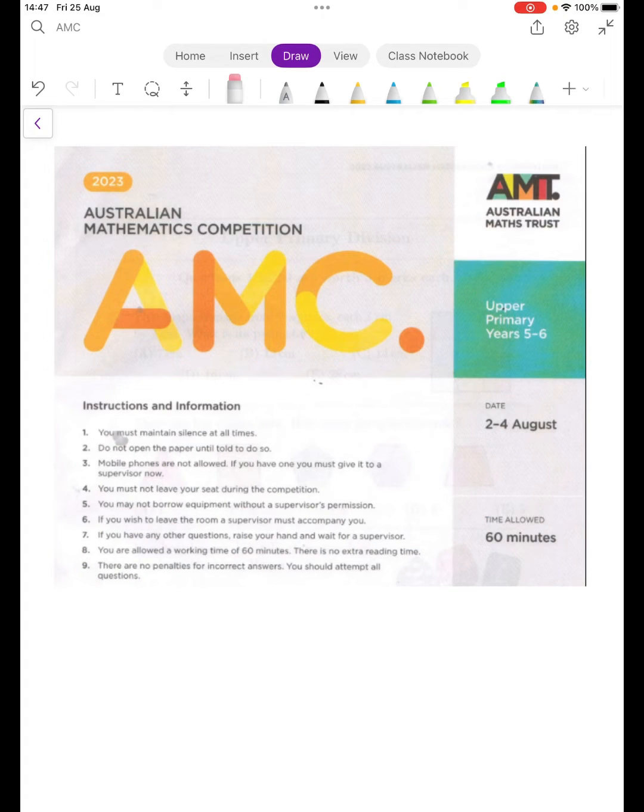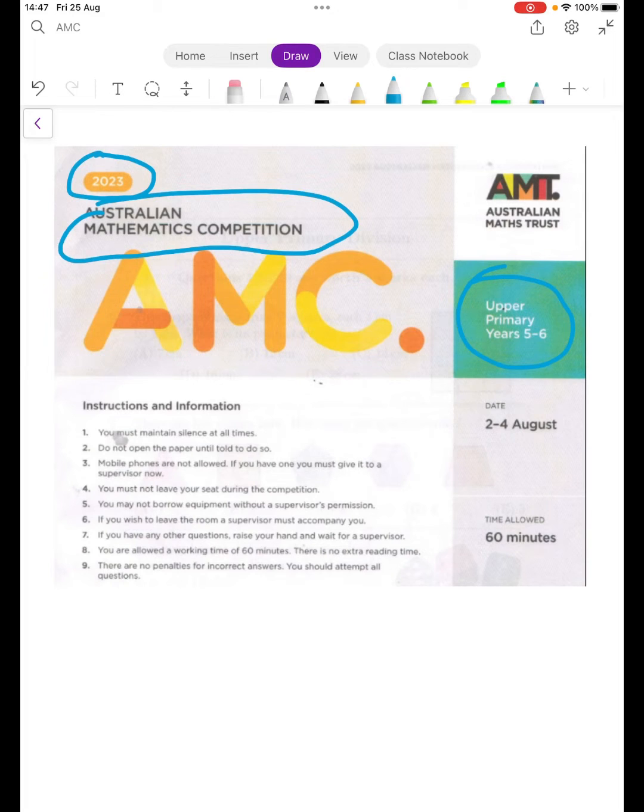As you can see, we are solving here today the Australian Mathematics Competition, the Olympiad paper that came in 2023 earlier this year, and we are going to solve the upper primary level. That's for year 5 and 6.